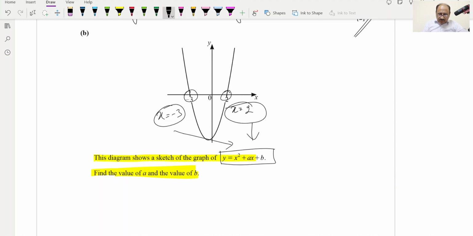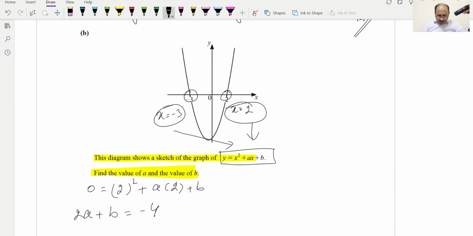If we replace 2 in this equation, y will be equal to 0, and 2 squared plus a times 2 plus b, and this implies 2a plus b is equal to minus 4.